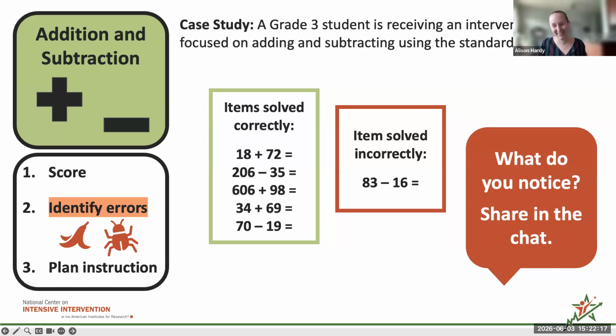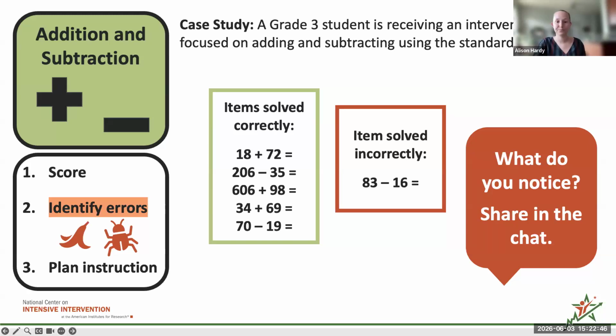They slipped up. Perfect. Yeah, absolutely. So if you look back at that last item in the green box, we have 70 minus 19. So there they did have to regroup a 10 into 10 ones in order to subtract 9 ones, and they did so correctly.